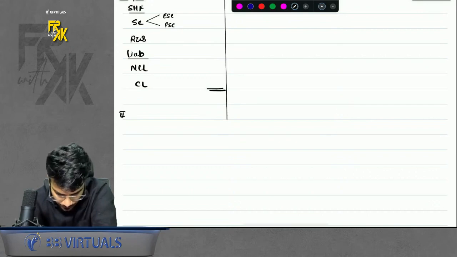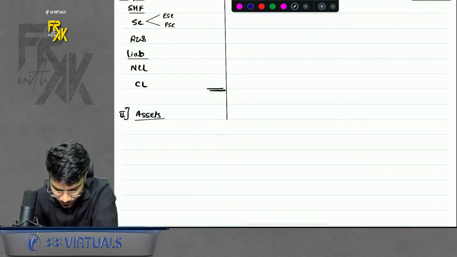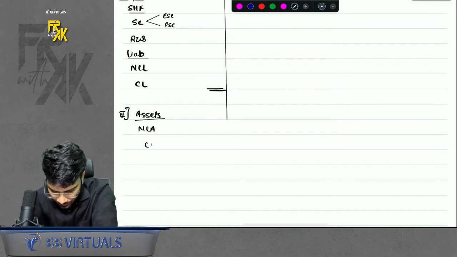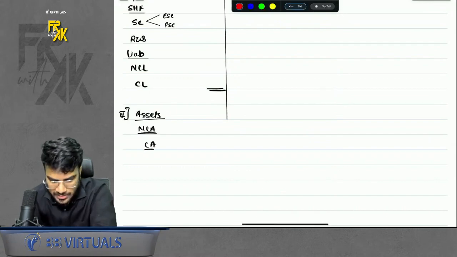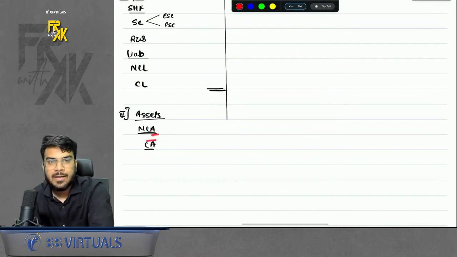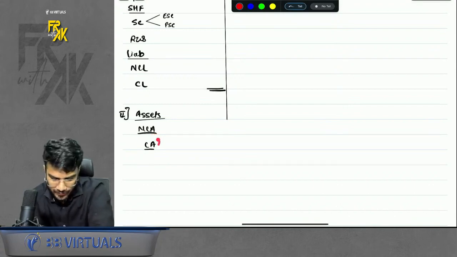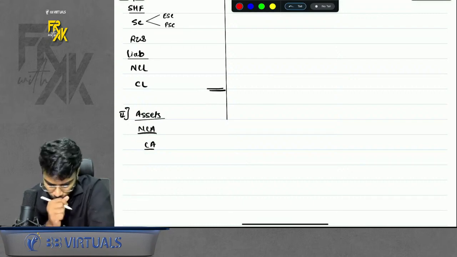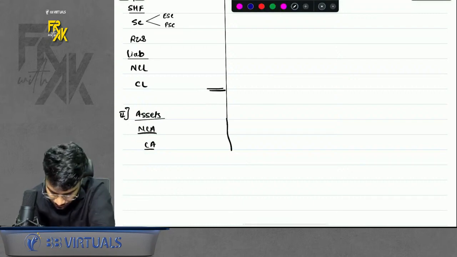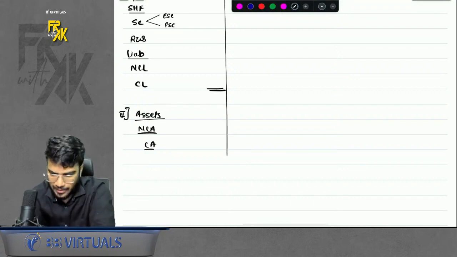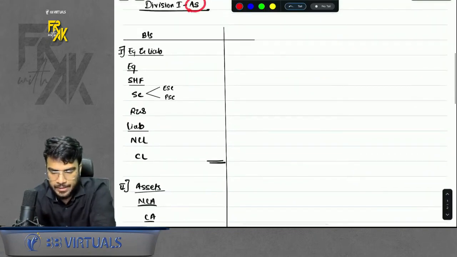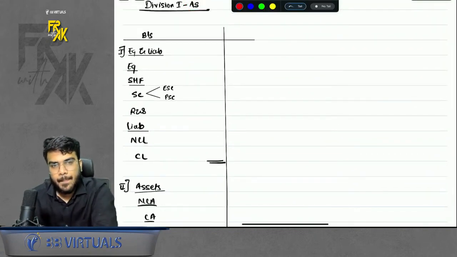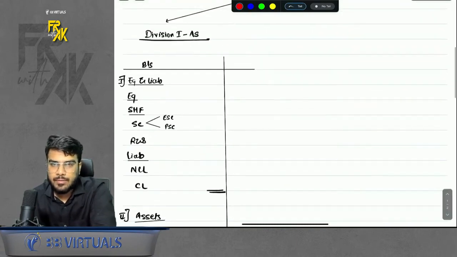Then we used to write assets. Then again assets would have two bifurcations: non-current and current. Of course, under non-current asset there used to be PPE, intangible, goodwill, long-term investments, and then in the current we used to have inventory, trade receivable, short-term investment, and etc. But this was the basic structure of your balance sheet format under AS, accounting standards. Clear to everyone? Okay.